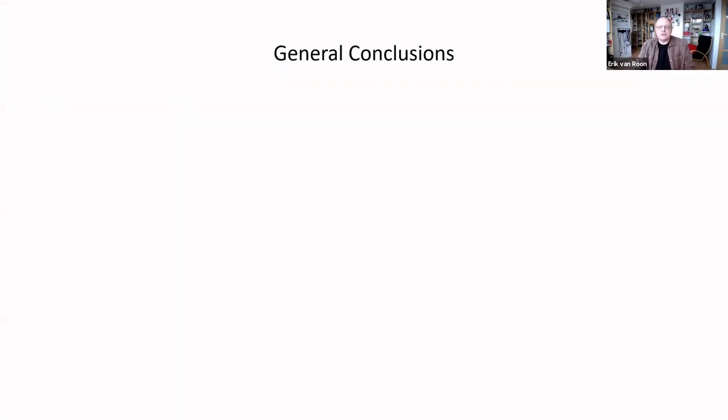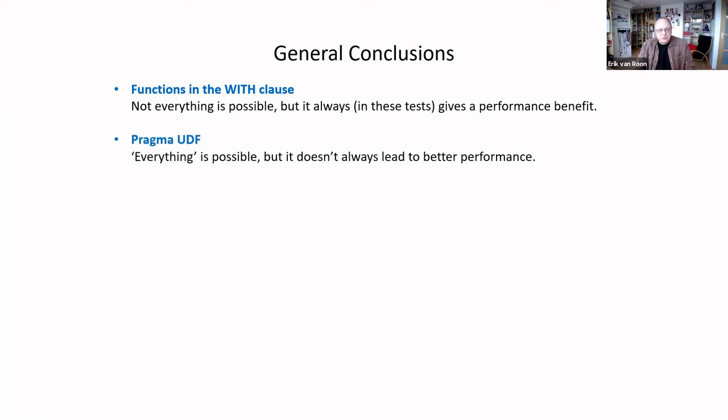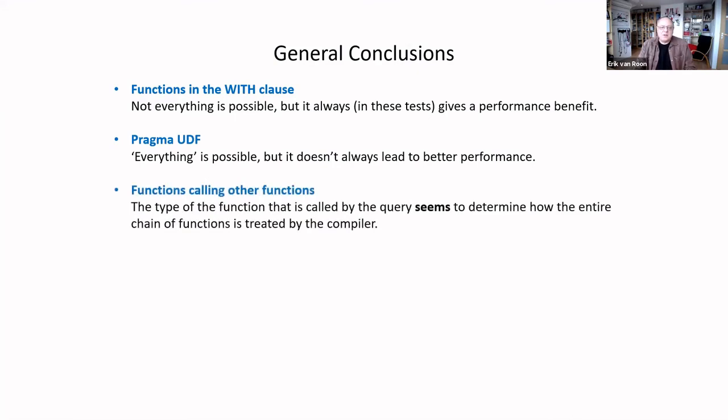My general conclusions. Well, function in the with clause: you can't do everything with it. There are some limitations, but if you use it, you will get a performance benefit, period. If you use Pragma UDF, then you can do everything you can do with any normal function, but it doesn't always give you better performance. Functions calling other functions: the type of function that is called by the query seems to be the one that determines how all the functions are executed.